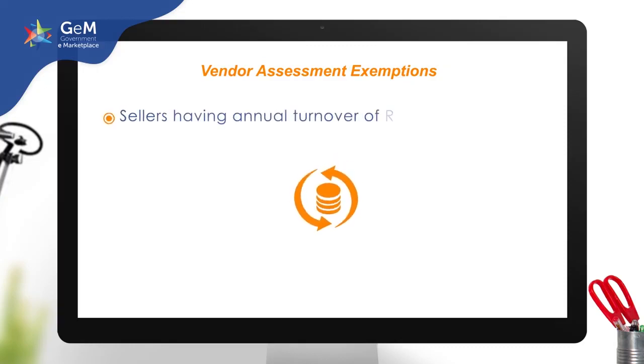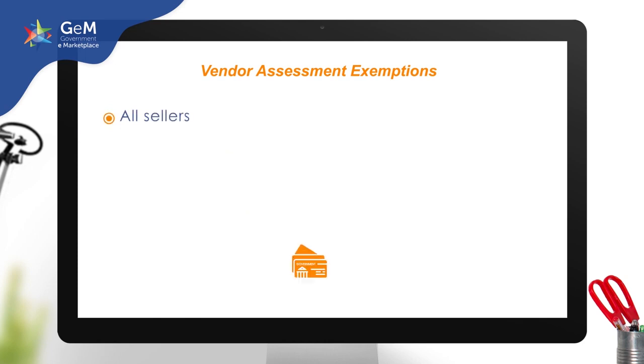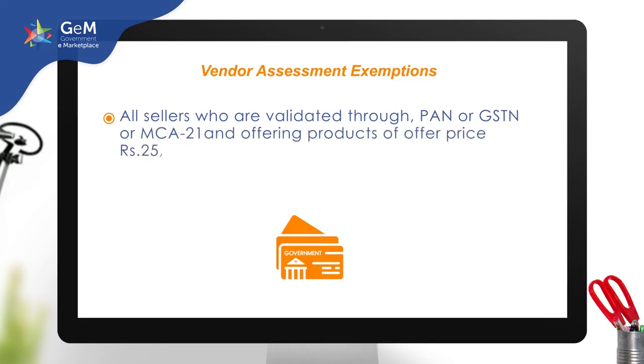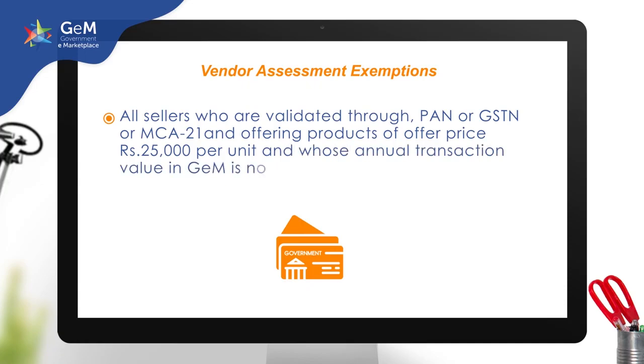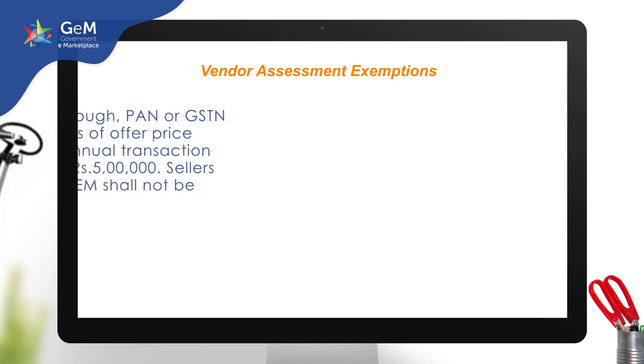Sellers having annual turnover of Rs 500 crore or more, at least in one of the latest 3 years as captured during registration. All sellers who are validated through PAN or GSTIN or MCA21 and offering products of offer price Rs 25,000 per unit and whose annual transaction value in GeM is not more than Rs 5 lakh. Sellers who are offering products as OEM shall not be covered under this exemption.